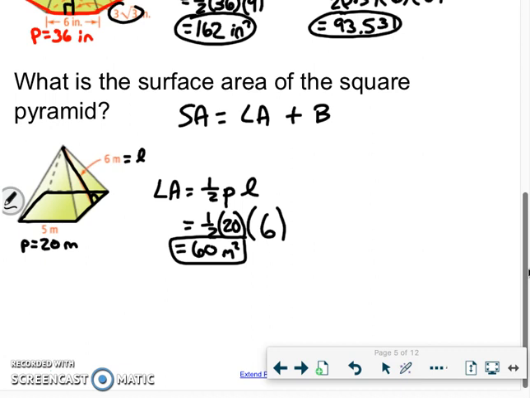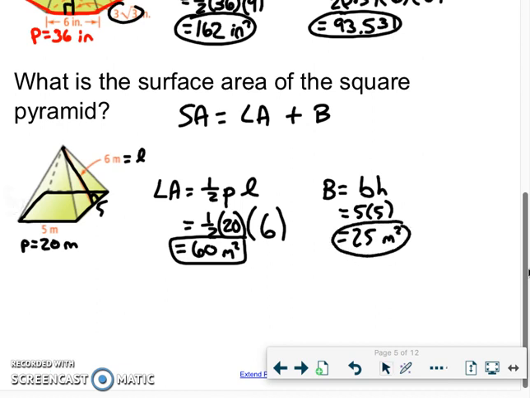Then I'm going to go and do the area of the base, capital B. This is a square. You could square the side length, or you could do base times height. So the base and the height of this square bottom will be 5 and 5, either way. So I have 25 square centimeters for capital B. Meaning I can get my final answer with surface area. The lateral area was 60. The area of the base was 25. So I have 85 square meters for my surface area.